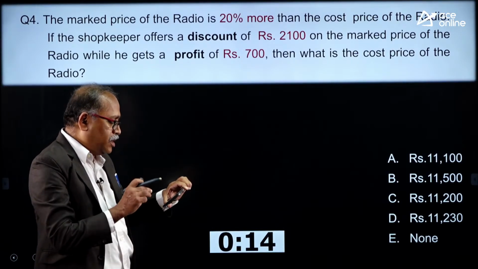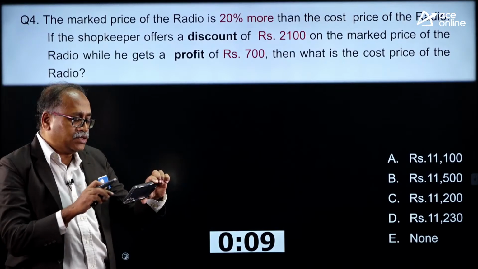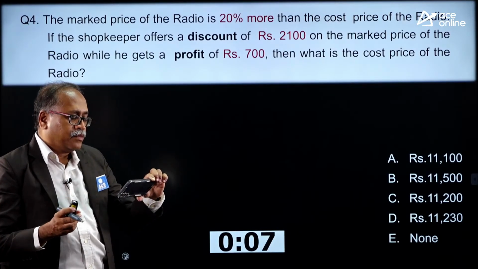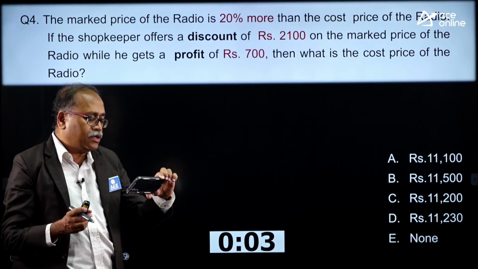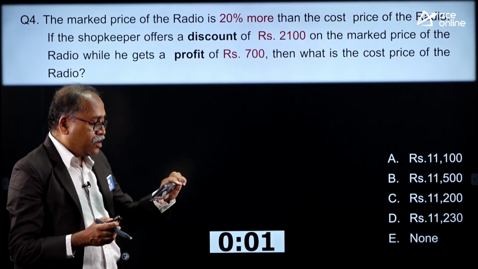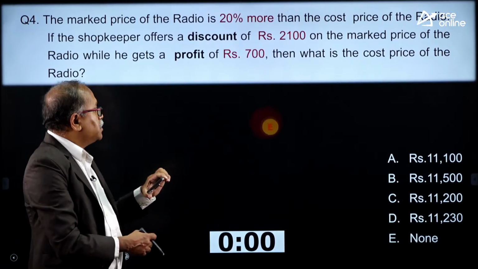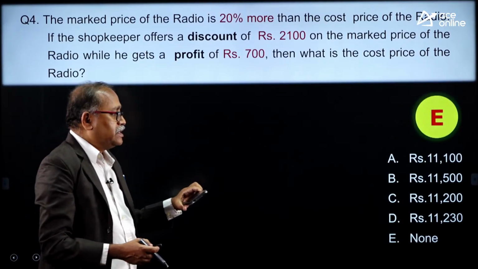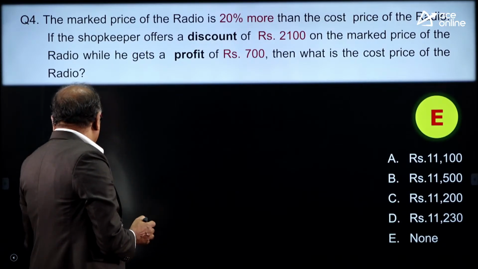$14,000. Okay, someone has answered the question. Someone has answered the question previously. Okay, come on, Sai Krishna, 11,200. Okay, here the time is up, and let me check the answer here. The option choice is E.